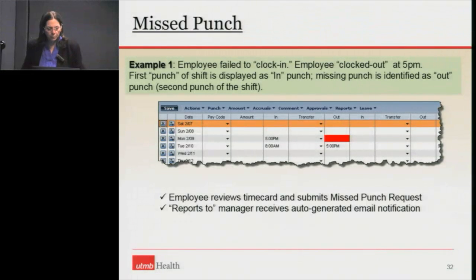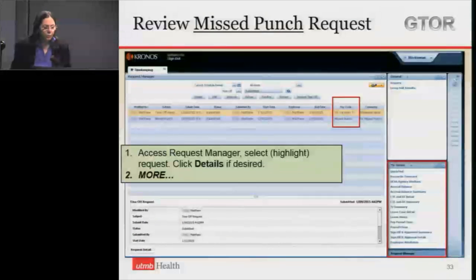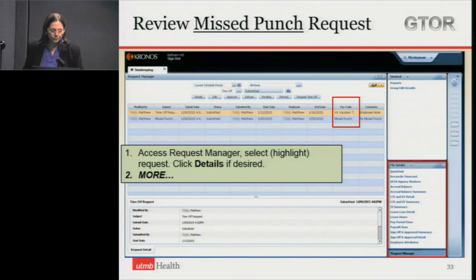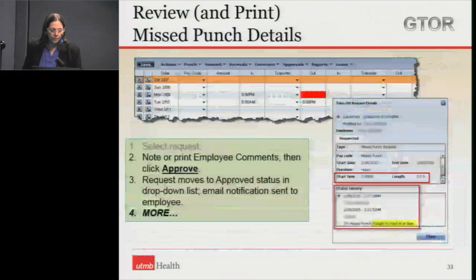slid into the first available square, and hopefully the email or the employee notices this and immediately goes in and submits a request. So they're going to submit the request for a missed punch, and when they do so, it's going to flow to the request manager queue. I'm going to identify the correct item. And if I already know that I'm going to approve it, I could shortcut, or if I want to look at the details, I want to look in there and see what the employee has stated.